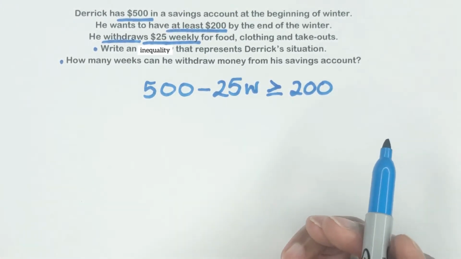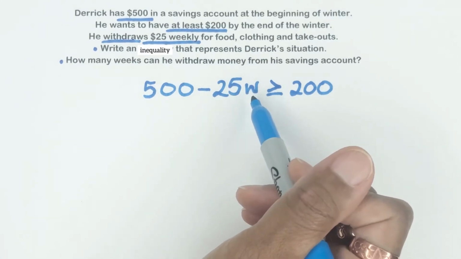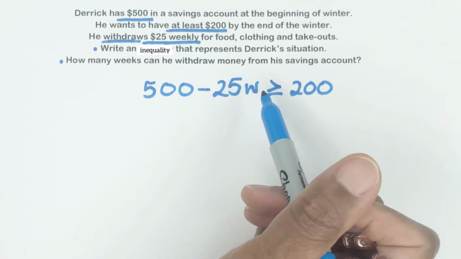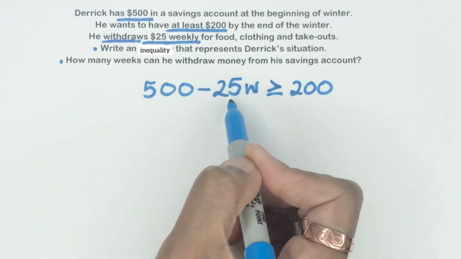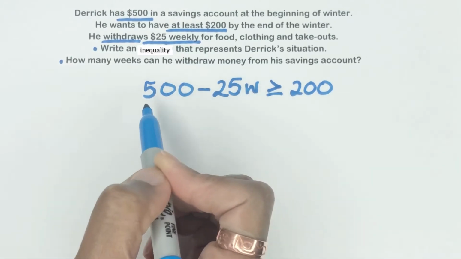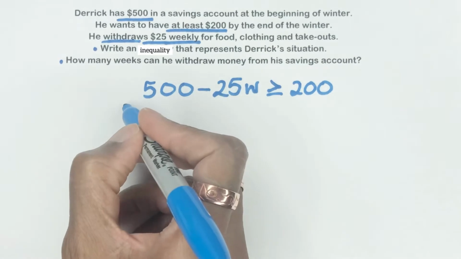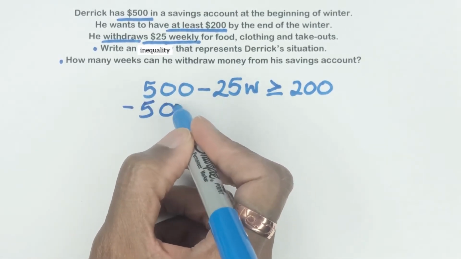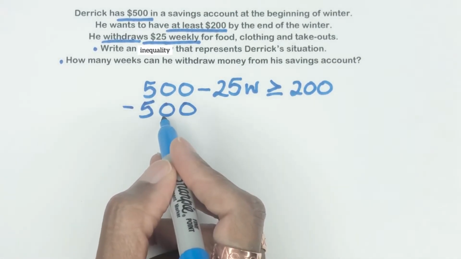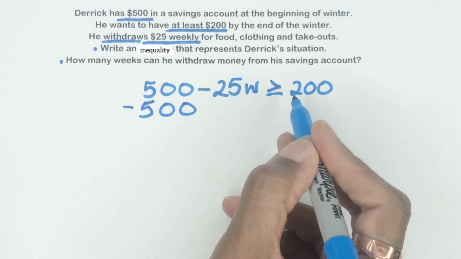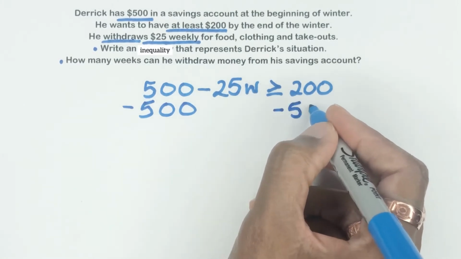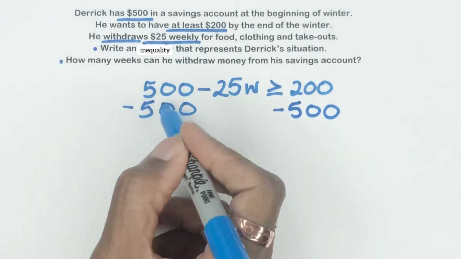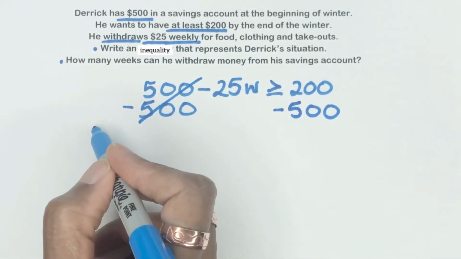Well, what's the objective here? The objective is to get the variable by itself. And in this case, the variable is W. So we're asking ourselves, how many weeks can he withdraw the money? So we have to get this away from the variable, right? So we do that by doing the opposite, right? So we have to minus 500. And then what we do on one side of the inequality, we do on the other side. So minus 500 on one side, we have to minus 500 also on this side. Now this is gone. So we've actually got rid of that now, right?